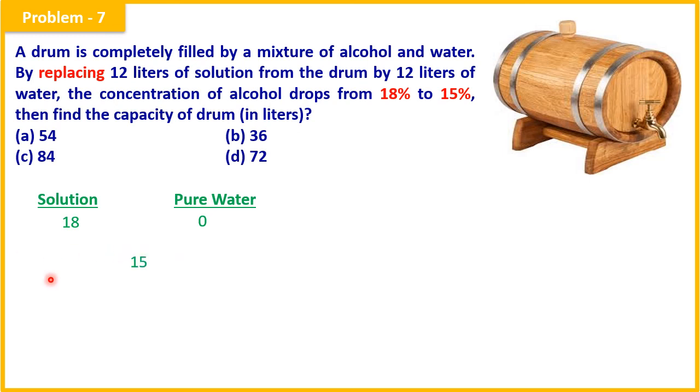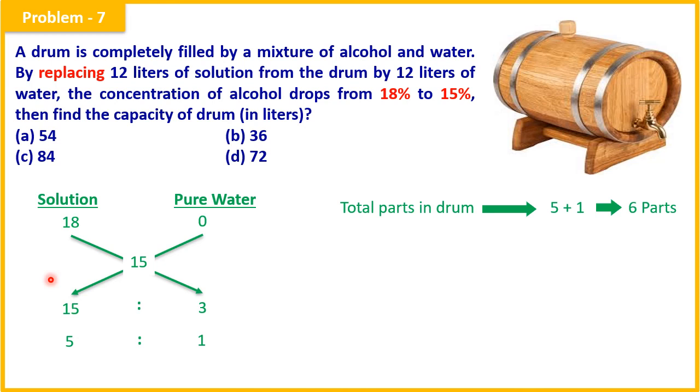Now let us apply alligation. Let us do cross subtraction. 18 minus 15 is 3 and 15 minus 0 is 15. So 15:3 or 5:1. It means the total parts in the drum are 5 plus 1, that is 6. Out of which, how much are we replacing? 1 part, because water we are adding by taking out 1 part of solution.